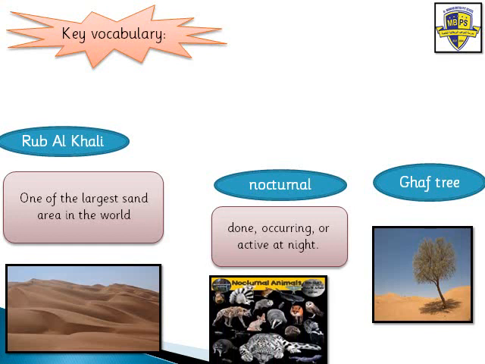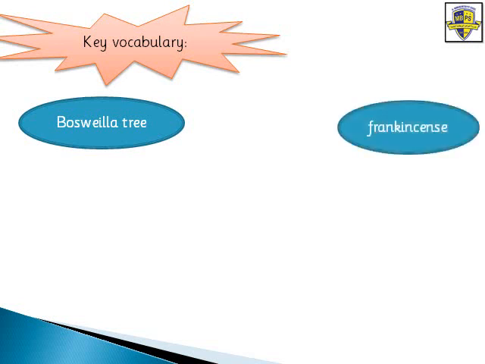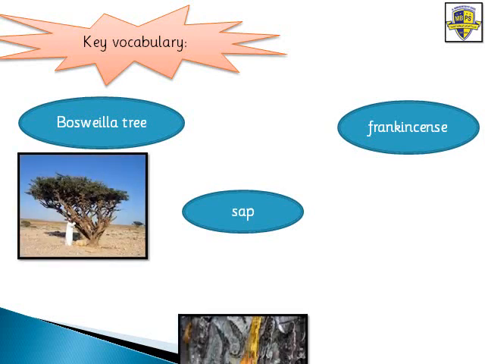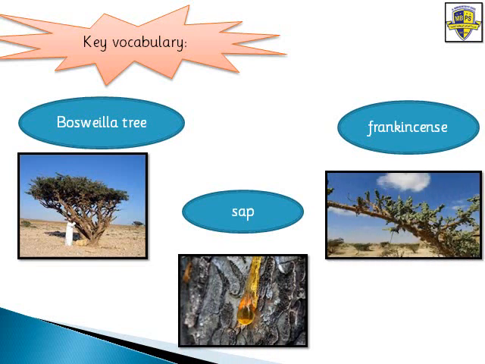Next one, غاف tree. It's a kind of tree. We can see it in the desert. And here, let us check together. This is a Baswella tree. Next, it's frankincense. From Baswella tree, we can get sap. Sap is a liquid material. Then we can make the frankincense to give us nice smell. We will know more about this in the coming slides.